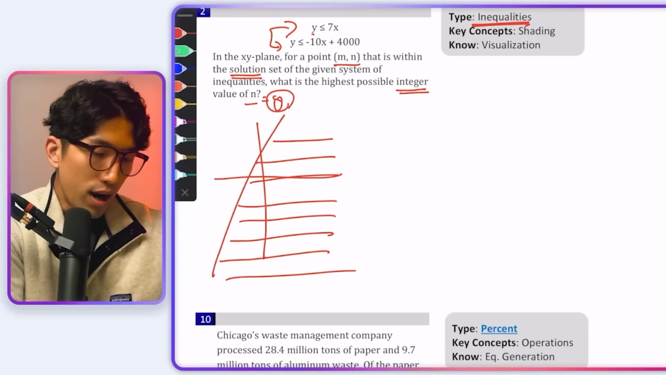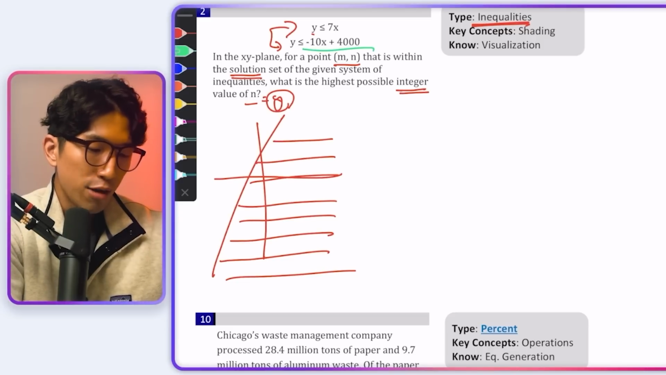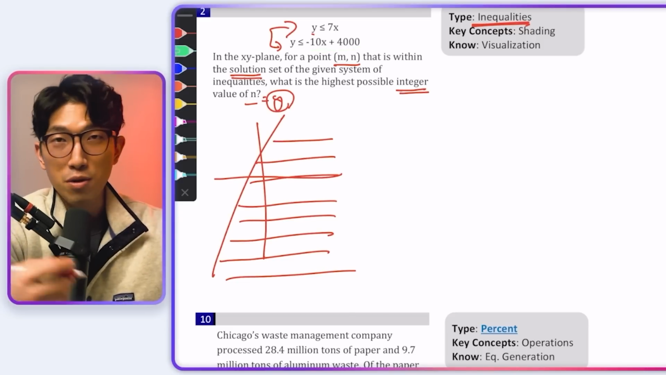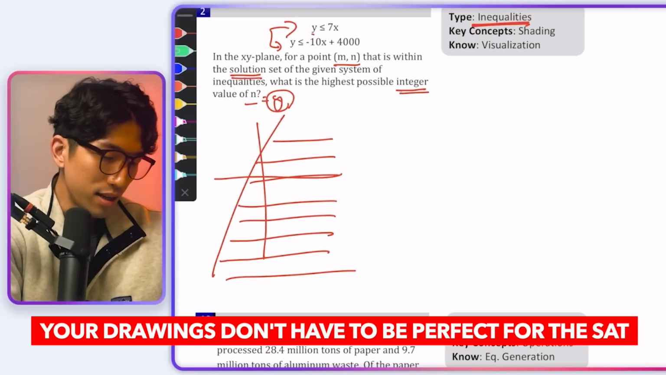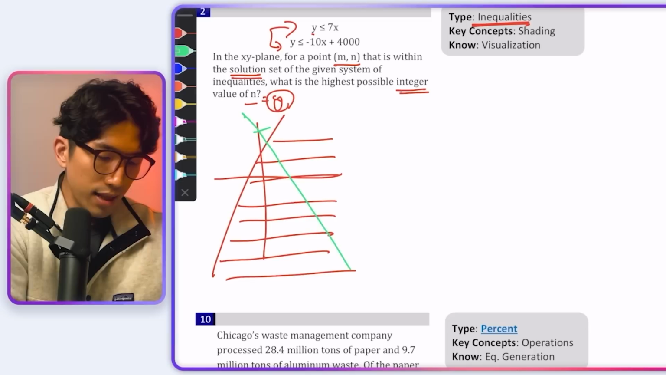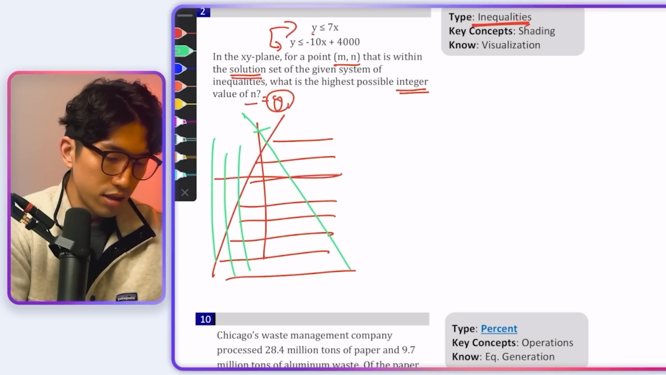For the second one, y is less than or equal to minus 10x plus 4,000. Obviously, we can't go out 4,000, so we're just gonna roughly sketch it. That's the key. So 4,000, let's say it's about right there. Minus 10x, it's gonna go something like that. And because it is less than, we are also going to shade this portion right there.